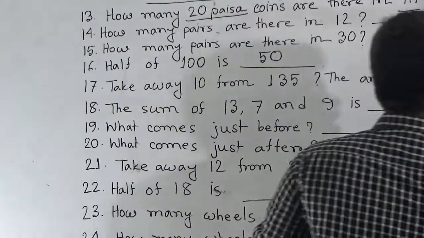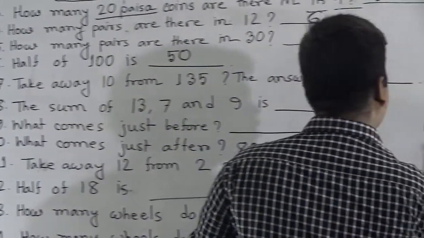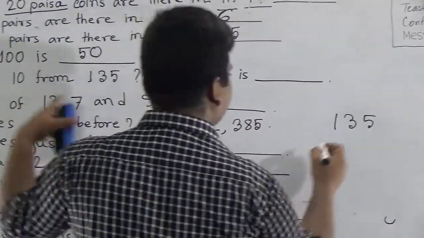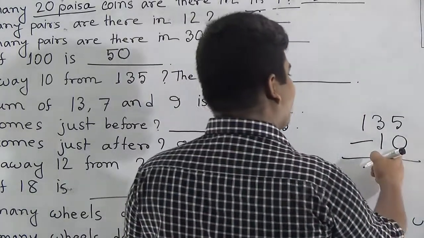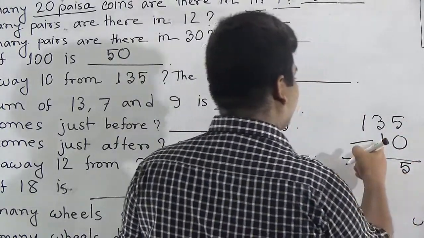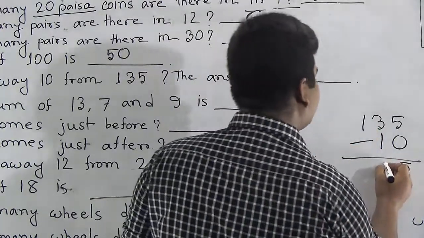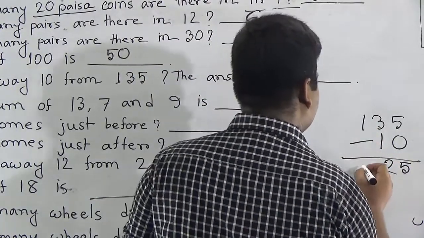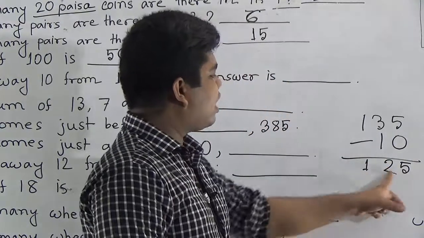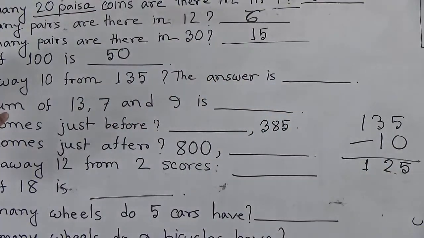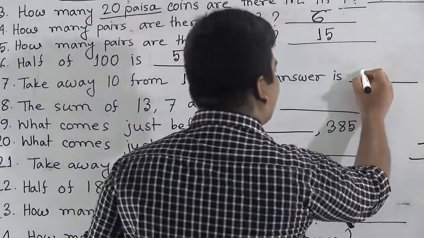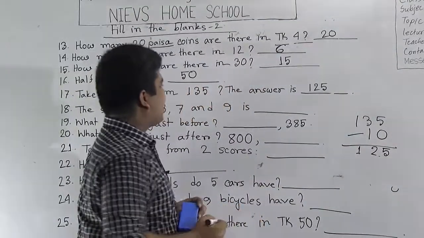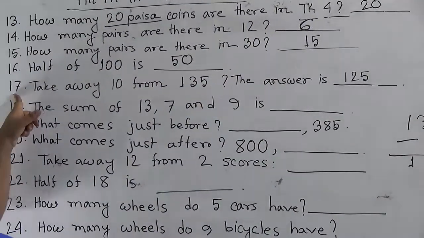At first we write the required number, that means 135. After that we take away 10. That means we subtract 10 from 135 and we get the answer. If we subtract 0 from 5, then we get 5. If we subtract 1 from 3, then we get 2. Nothing is left, that means 1. So 125 is the answer. That means if we take away 10 from 135, the answer is 125. I hope you have understood how to solve question number 17.